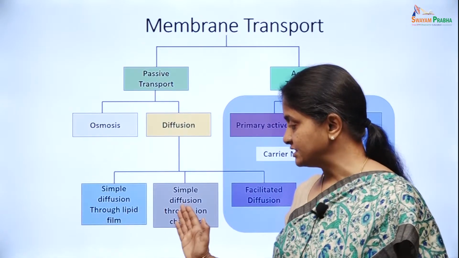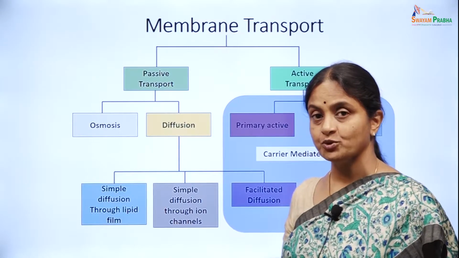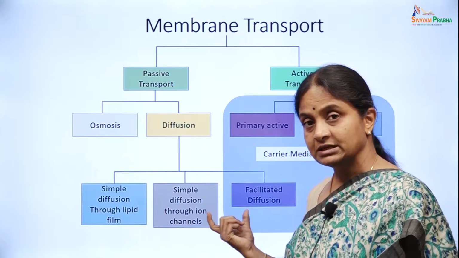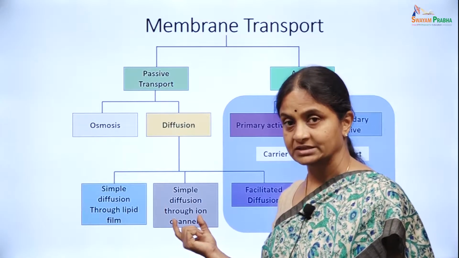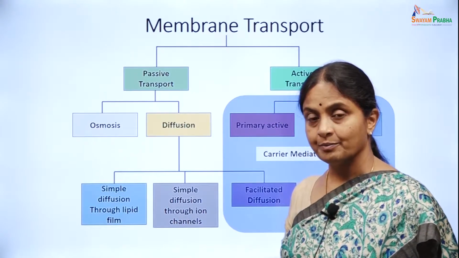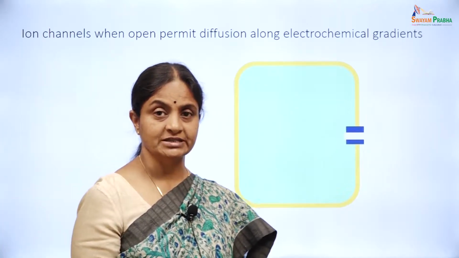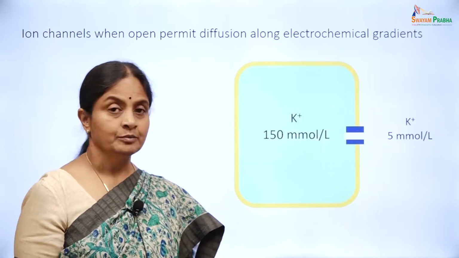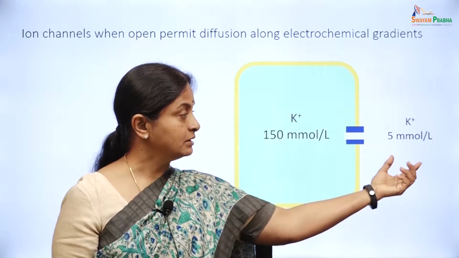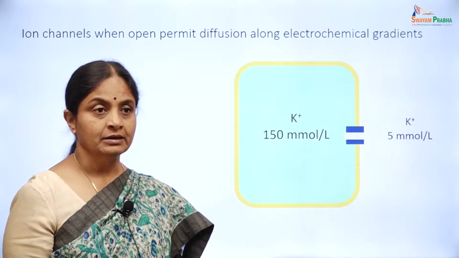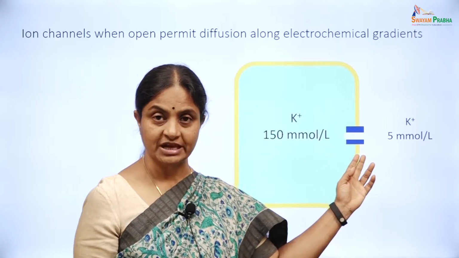What is the difference between simple diffusion versus facilitated diffusion? The difference is in the kinetics of transport. Before we discuss the difference between these two systems, let us revisit diffusion through ion channels and understand that better. Here's a cell, and let us say that is a potassium channel on the cell. Potassium concentrations in and out are like this: 150 inside and 5 outside. This is the resting state in the cell, and there are constitutively open potassium channels.